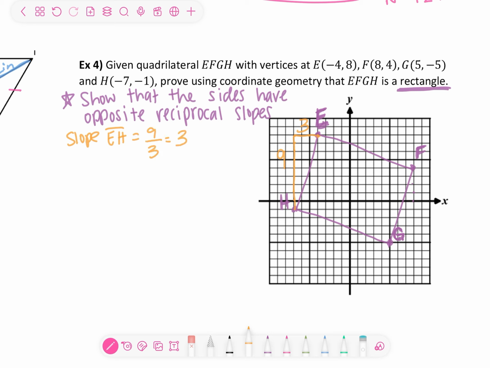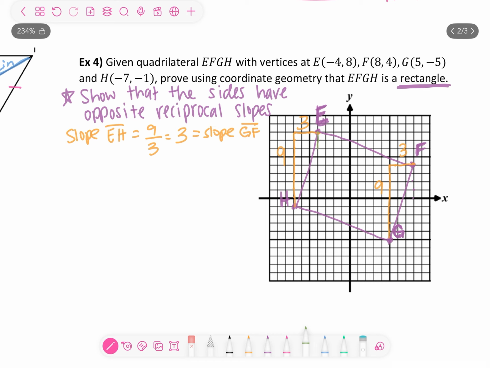But I noticed that the slope is going to be exactly the same for G to F. Let's double check: 9 up, 3 over. Okay, so that's the same. So this equals the slope of GF as well. And hopefully you can see that that's also going to be true for the other two sides, EF and HF.